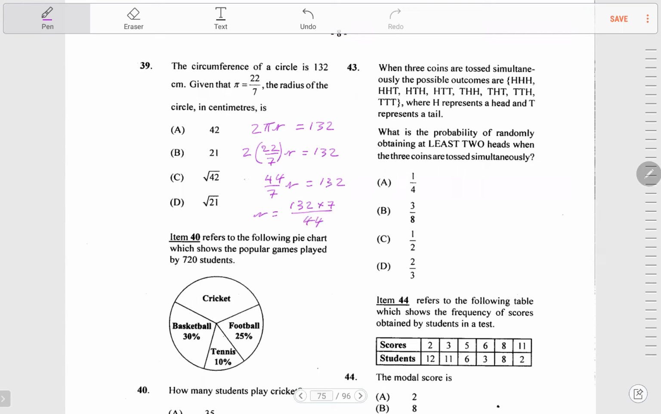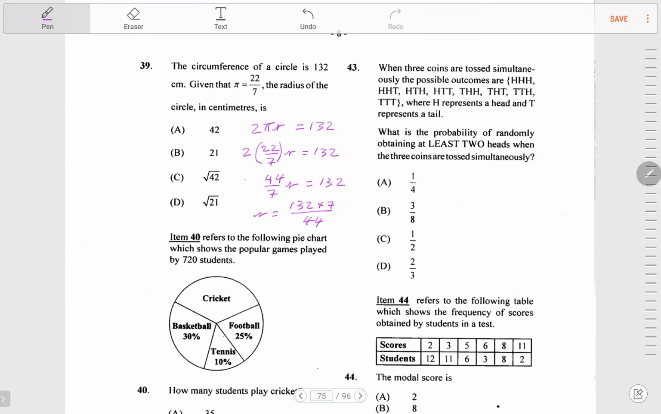I just think we can simplify this down. It's going to come out to be 21.